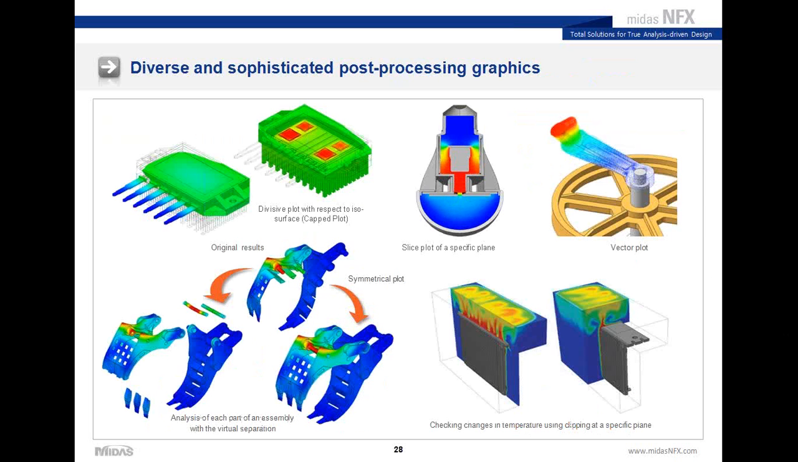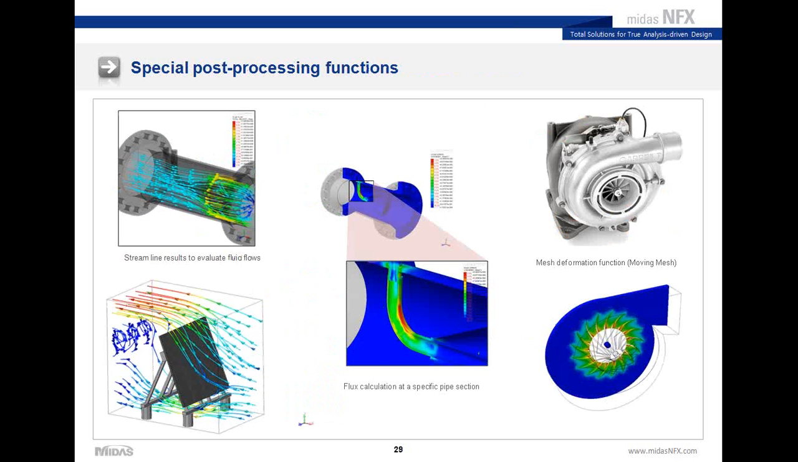These are some post-processing options, such as the clipping plane tool. Like mentioned before, it's very important when it comes to flow simulations and heat transfer analysis. The vector plot, and for large assemblies, you can also view the results in post-processing for individual parts of your assembly. And these are some special post-processing functions for flow analysis, for CFD analysis, such as the streamlines and the mesh deformation function.